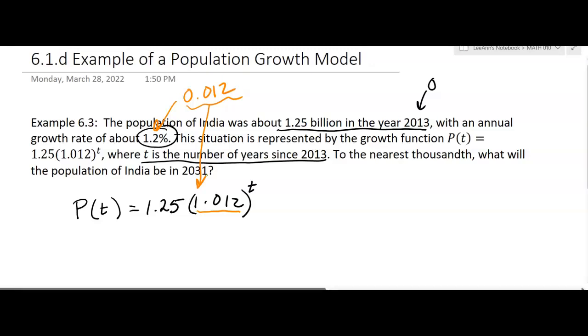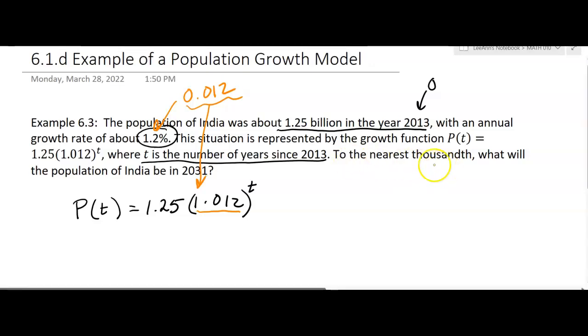But this is a growth, so with the 1 we're adding that percentage of growth. So you have the initial population plus however much growth there is. You'll see that more when we do the financial problems. It might make a little more sense. Okay, so that's where this function comes from.